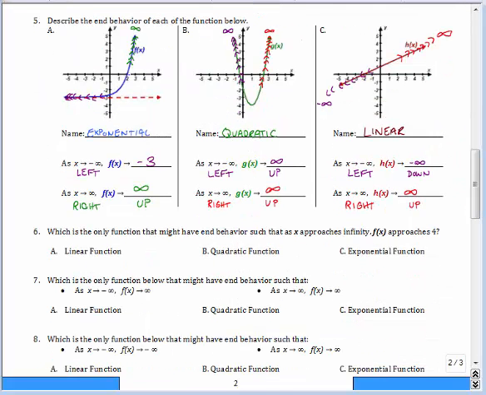For these next ones, let's use the functions you looked at to help us answer these questions. Which is the only function, I'm not sure if it's the only function, that might have an end behavior that as x approaches infinity, f of x approaches 4. So as x approaches infinity, that means as x goes to the right, f of x approaches 4.